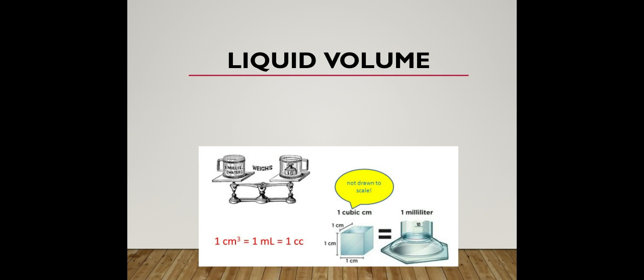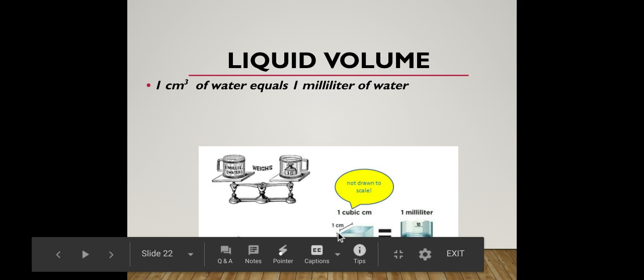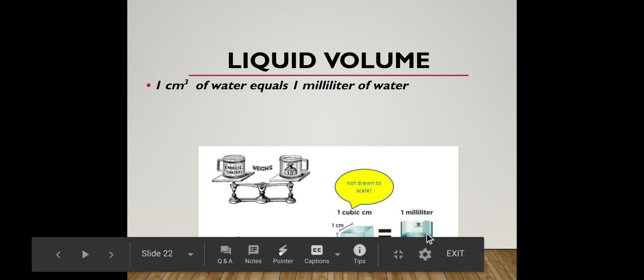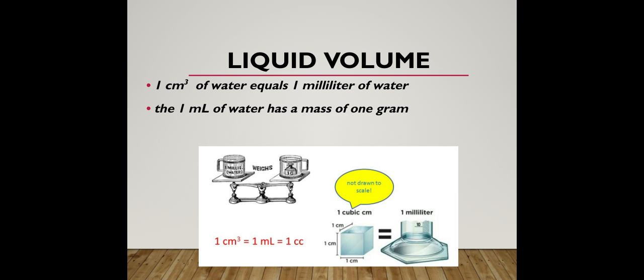If we're looking at a liquid, 1 cubic centimeter is the same as 1 milliliter of water. How did we figure this out? Well, they actually put 1 cubic centimeter into a graduated cylinder and found out that it's the same as 1 milliliter of water. It also has the same mass as 1 gram. So 1 centimeter cubed is the same as 1 milliliter, is the same as 1 gram.